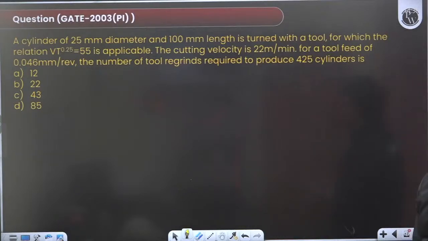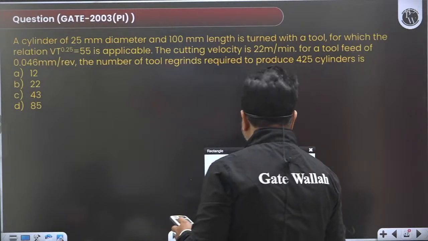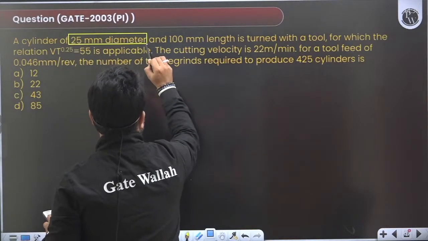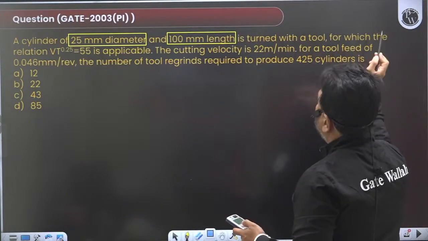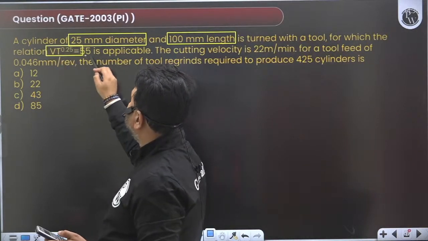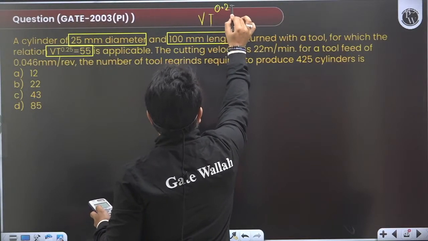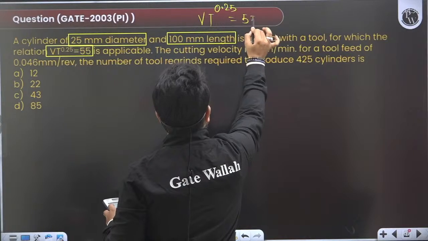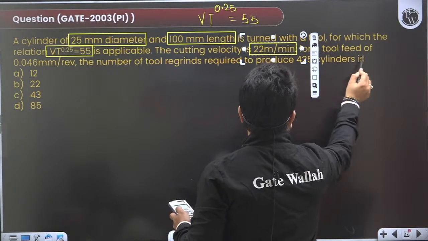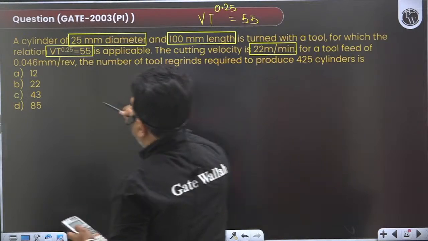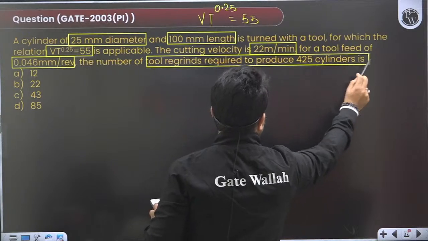A cylinder of 25 mm diameter and 100 length is turned with a tool for which the relation is given. If the relation is not visible, then Vt to the power 0.25 equal to 55 is applied. The cutting velocity is 22 meter per minute for a tool feed of that much. Find the number of tool regrinds to produce 425 cylinders.